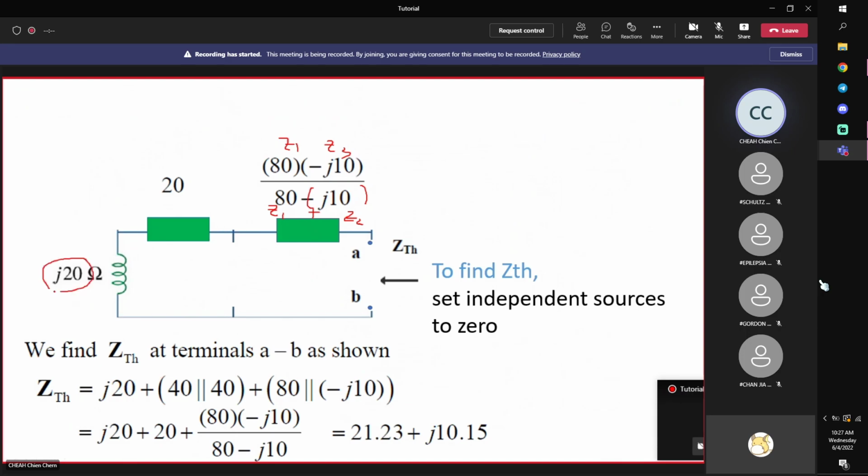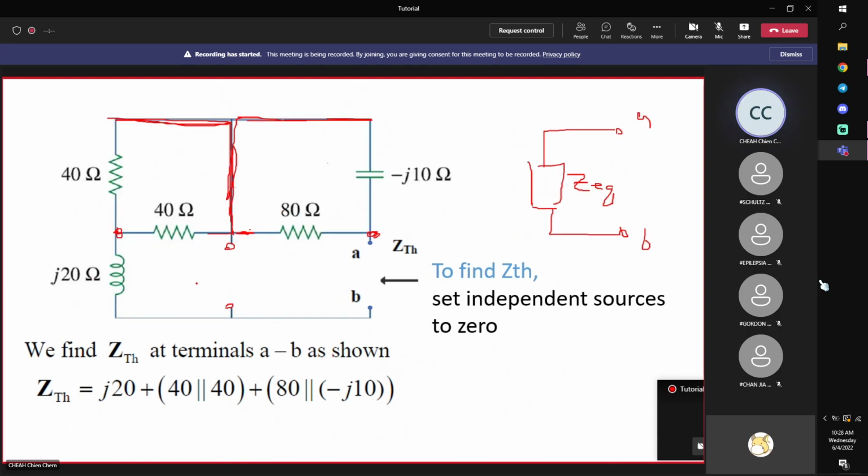So this means that I have j10, j20 in series with 20, and in series with this impedance. Finally, what you need to do is convert this into rectangular form because you are performing addition, then sum up the real part and the imaginary part, and you get one equivalent impedance. So far, we have found the equivalent impedance of this whole circuit.